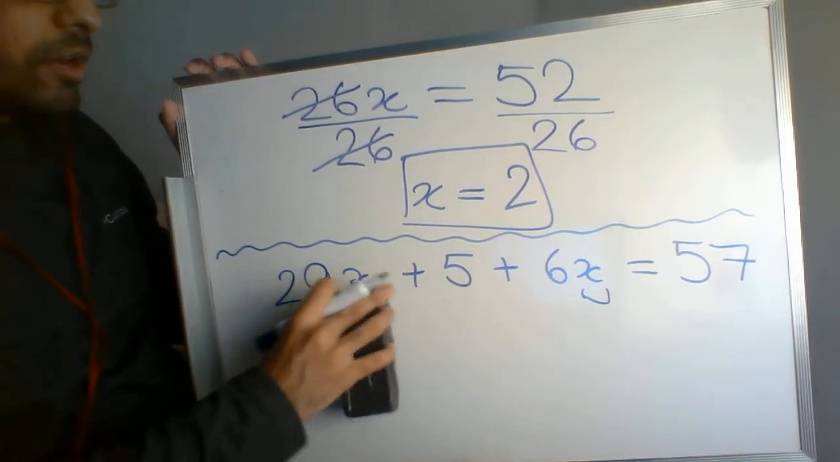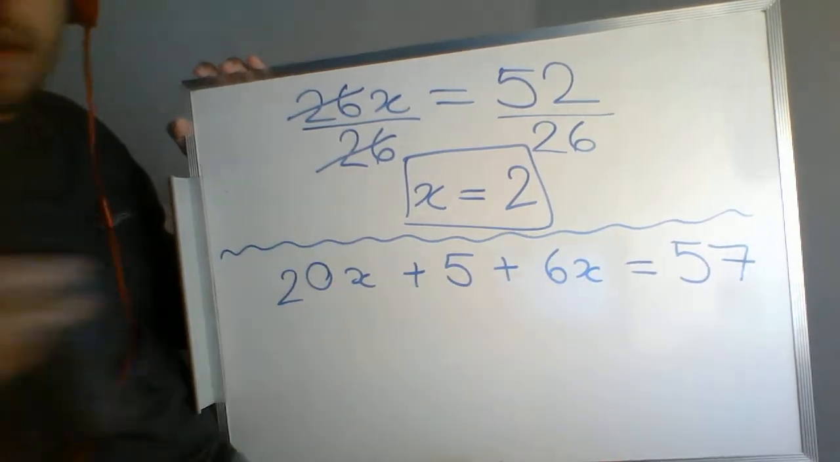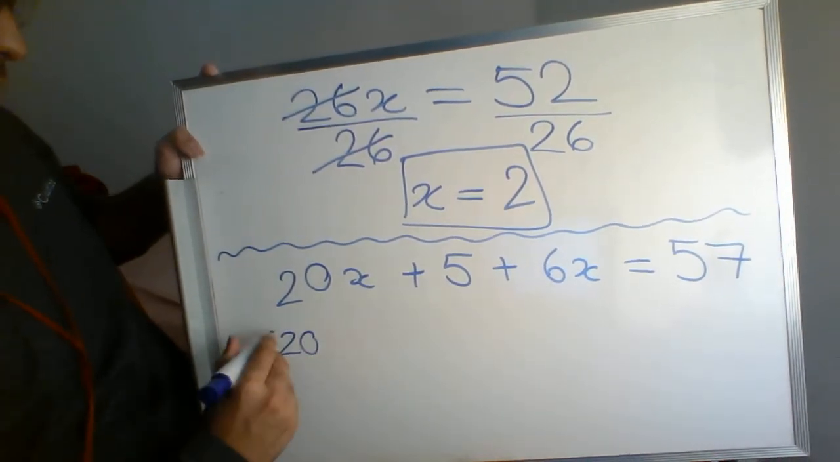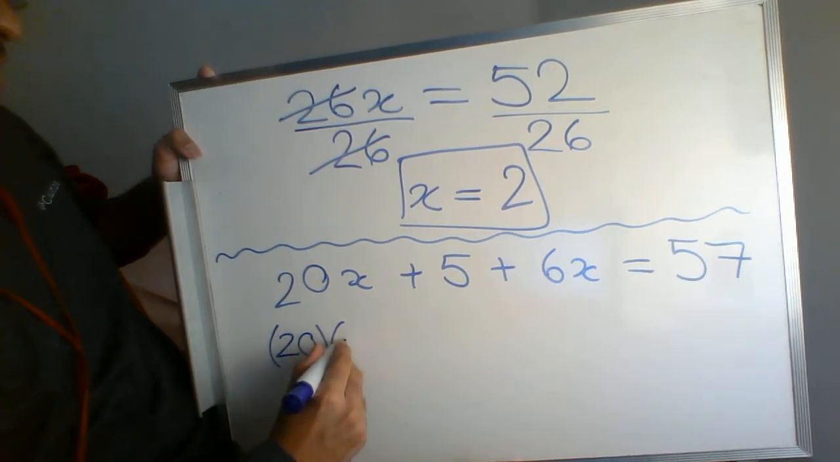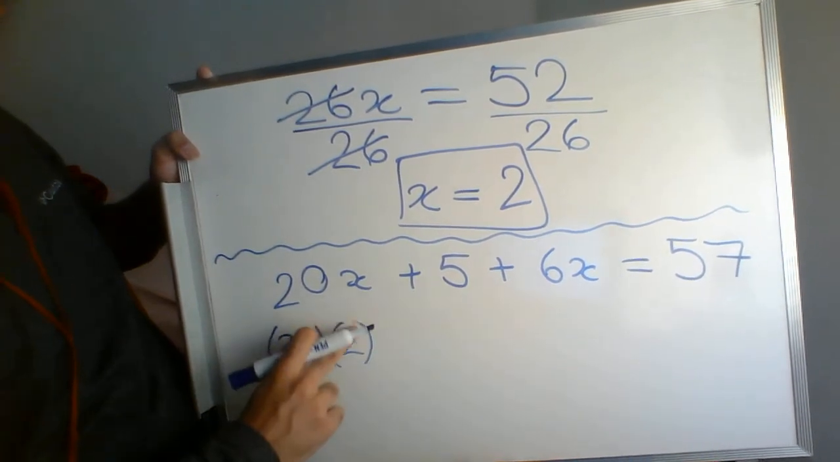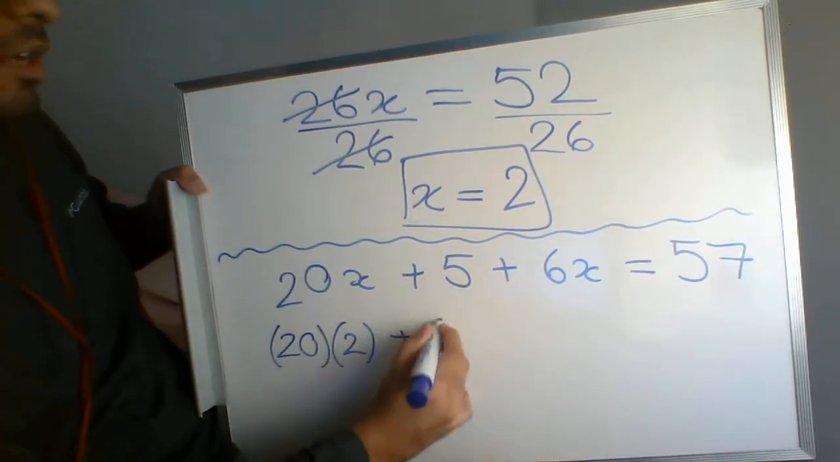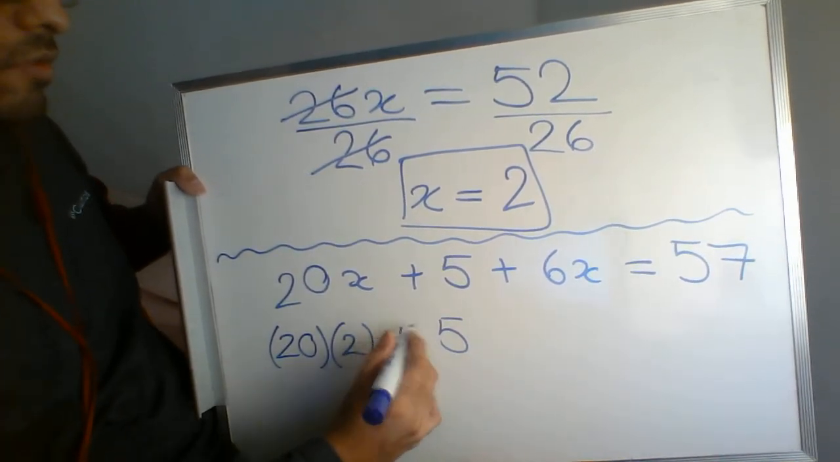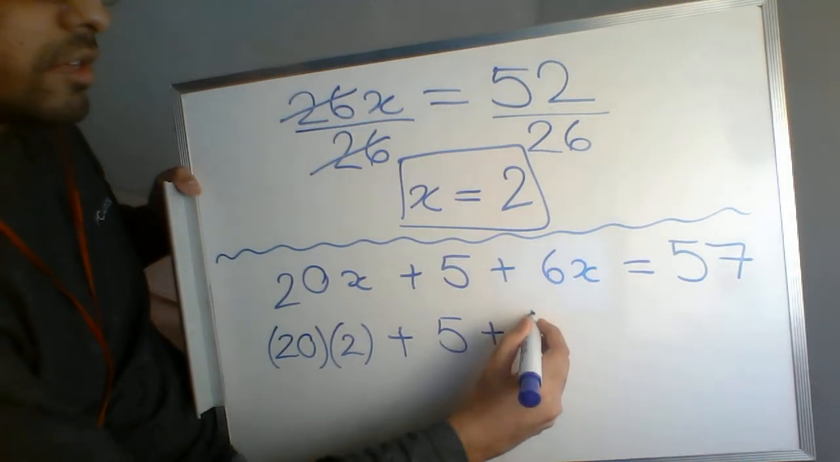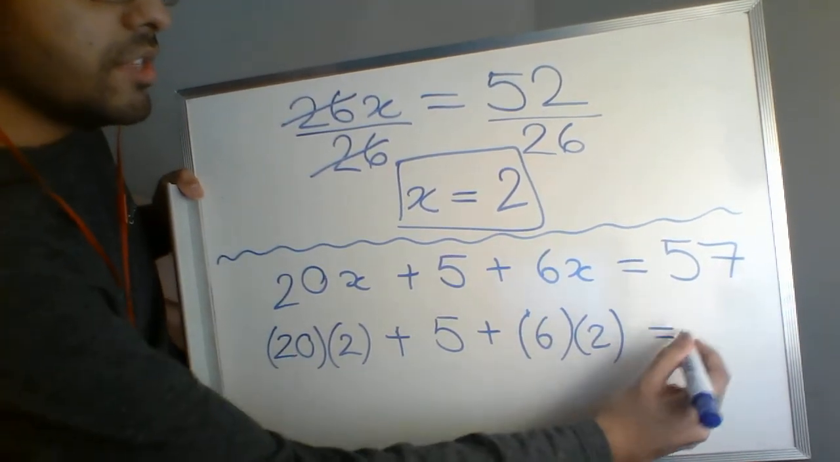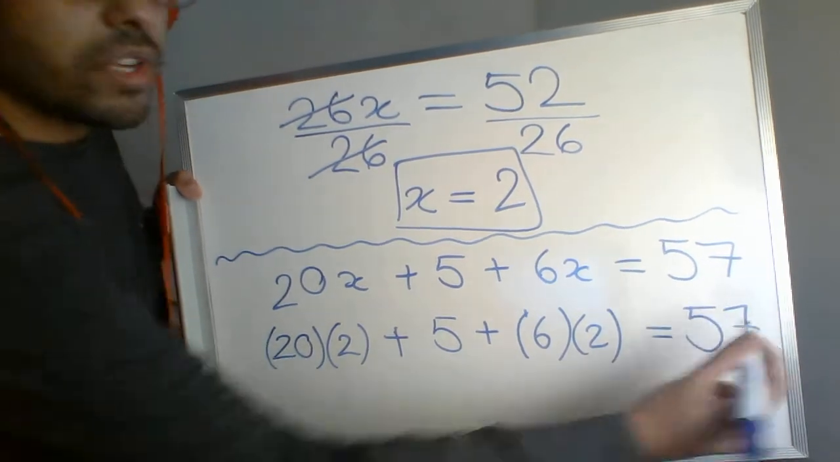In the next line, I'm going to write down the multiplication the last way I showed you, using brackets or parentheses. So we've got 20 times 2. The 2 is coming from our answer. We want to check if that's going to give us the right answer. Plus 5 plus 6 times 2 is equal to 57.